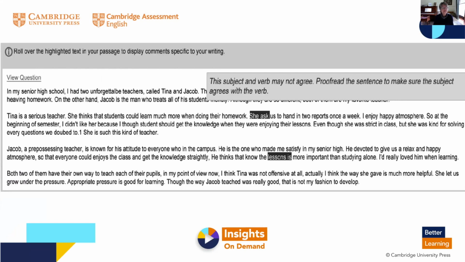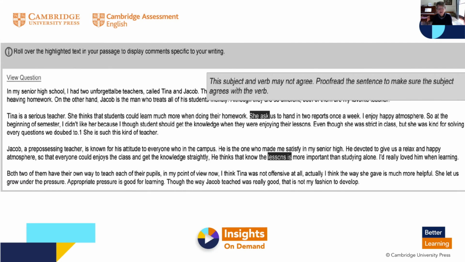Liao was looking at the application of a particular software in a Taiwanese university, and you can see here the kind of feedback that was given by this software. So this particular example here, I don't know if you can read it very well. It says this subject and verb may not agree. May not agree. Notice the hedging there.